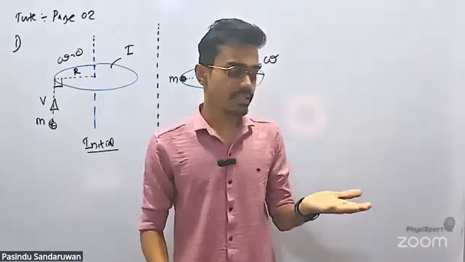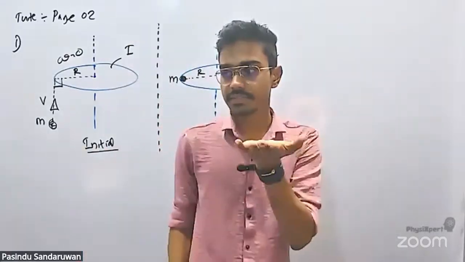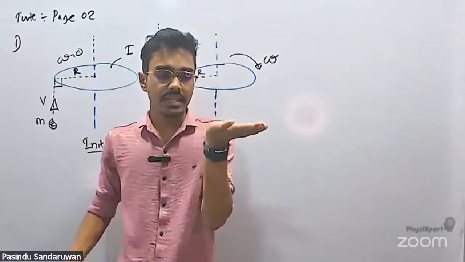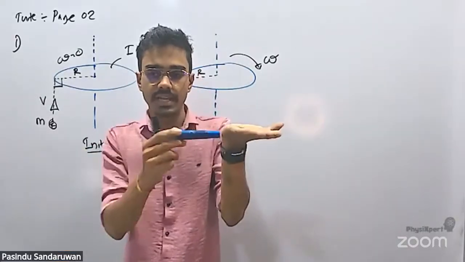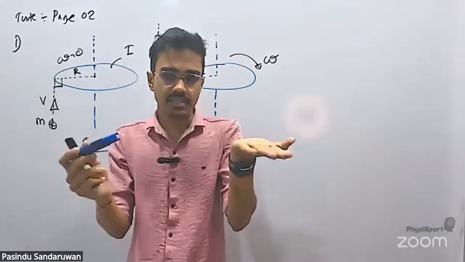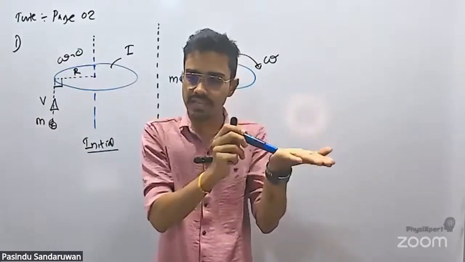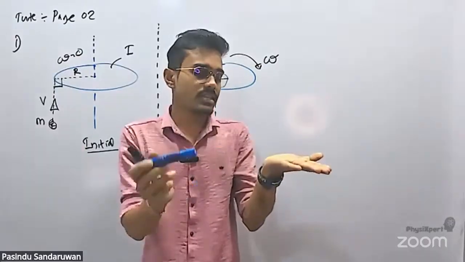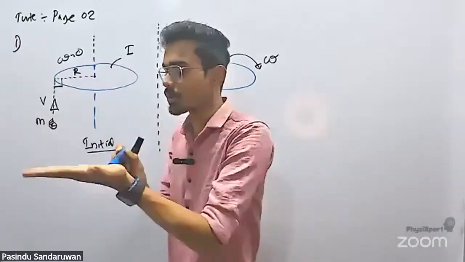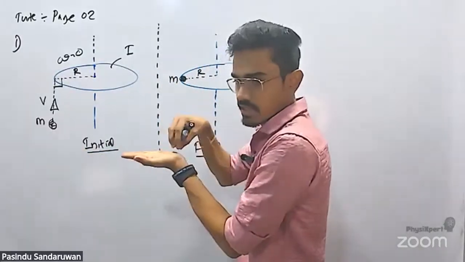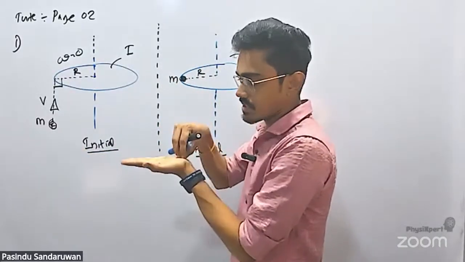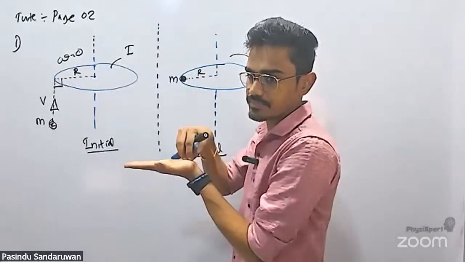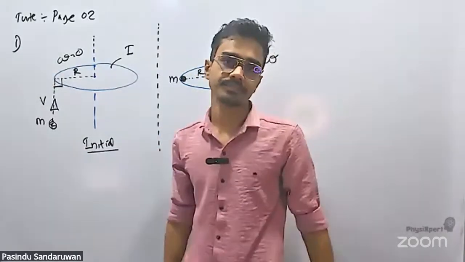The disk is like this. This is a horizontal disk, and the child is running in a tangential direction and jumping on. He is getting onto the disk, and then the disk starts to rotate, and the child is at rest with respect to the disk. Now both are rotating. Right?